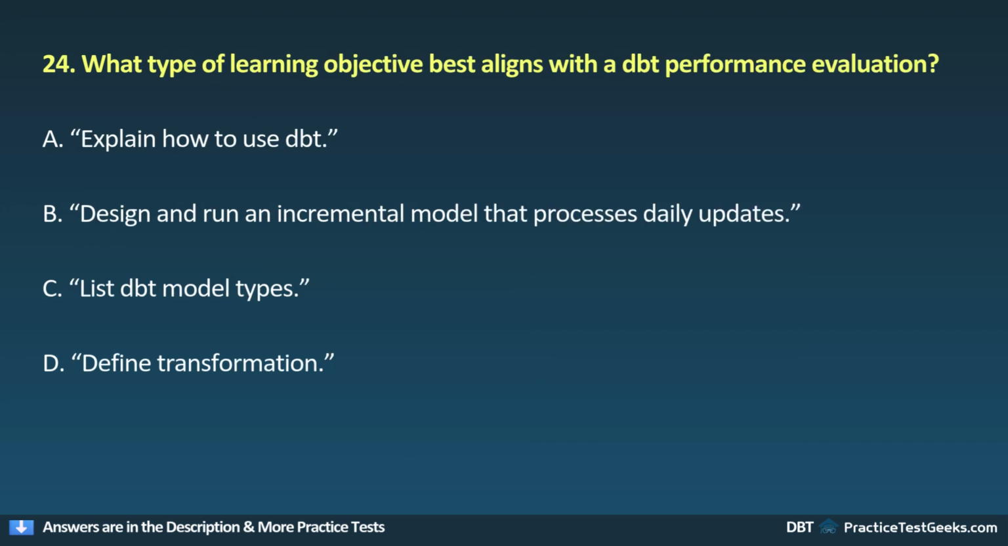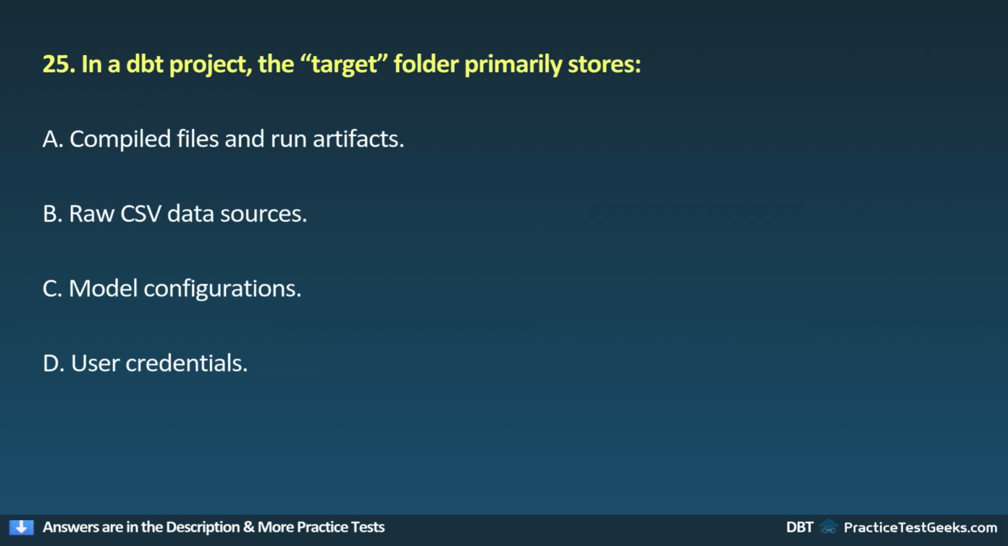24. What type of learning objective best aligns with a DBT performance evaluation? A. Explain how to use DBT. B. Design and run an incremental model that processes daily updates. C. List DBT model types. D. Define transformation.